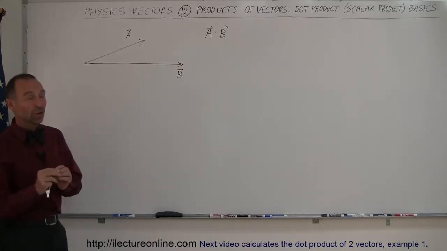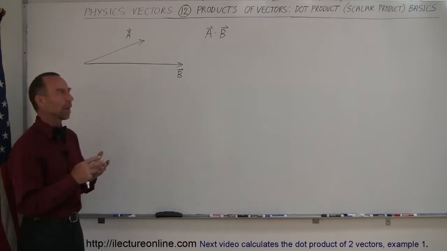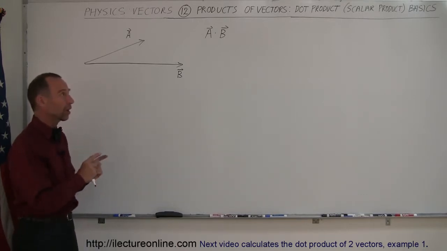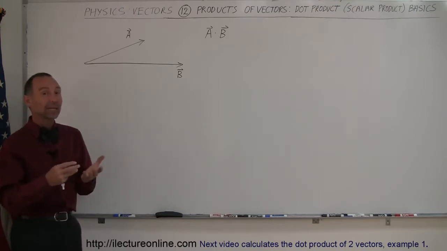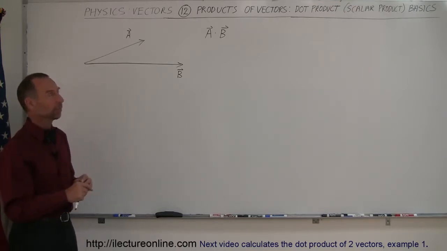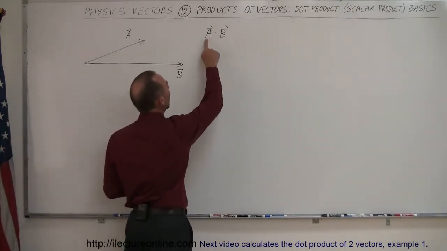And in this case, we're going to start with what we call the dot product, also known as the scalar product. The reason they call a dot product a scalar product is because the result of a dot product is a scalar quantity. It's no longer a vector, it's just a number. And to indicate that this is a dot product, we put a dot between A and B.